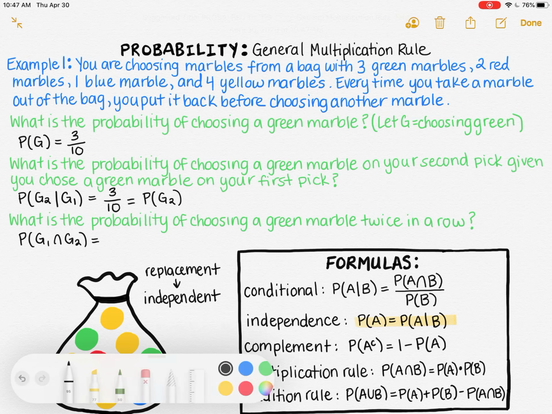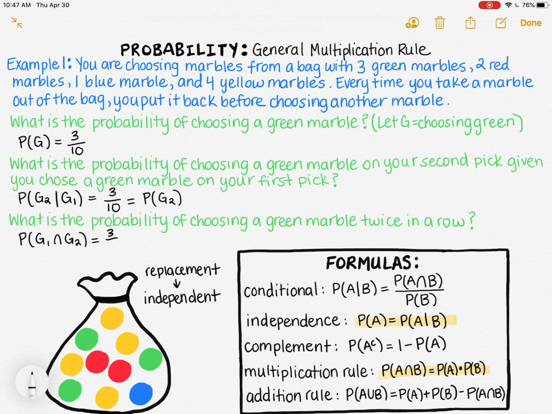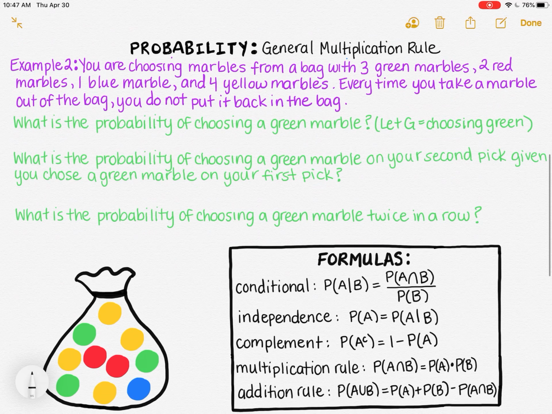Now we want to know the probability of choosing a green marble twice in a row. That's the probability of picking a green the first time and picking a green the second time. Since these events are independent, we can just multiply the probability of picking a green the first time, which is 3 out of 10, times the probability of picking a green the second time, which is still 3 out of 10. When I multiply these, I get 9 out of 100 as the probability of choosing a green marble twice in a row. Now let's do another example.